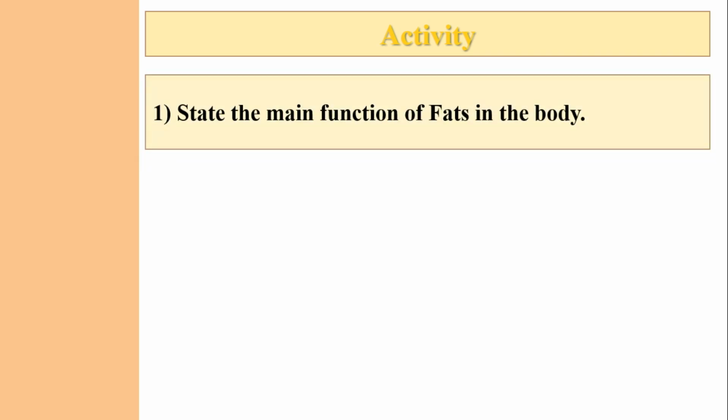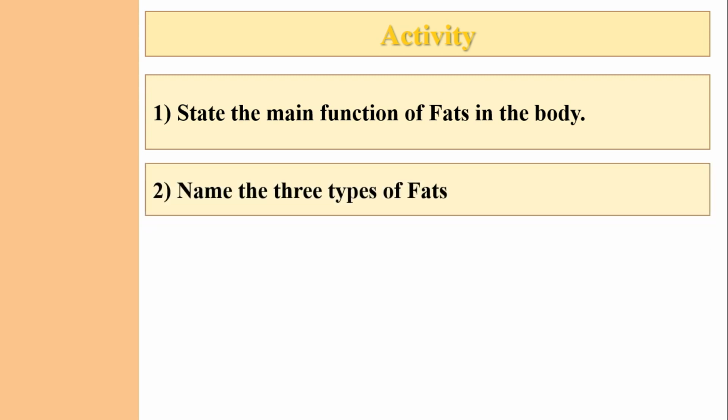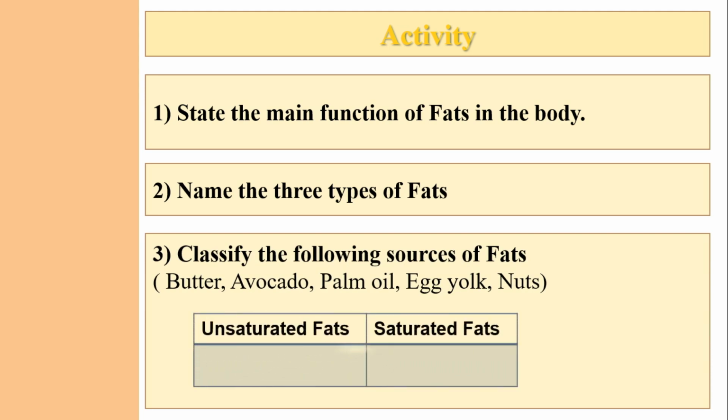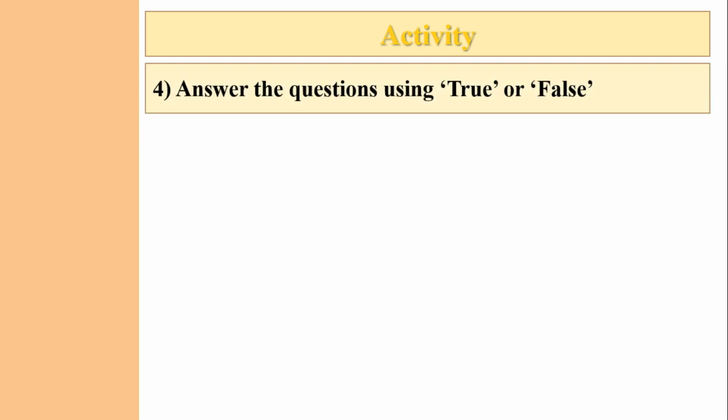Let us look at some activities. State the main function of fats in the body. Name the 3 types of fats. Classify the following sources of fats into unsaturated fats and saturated fats. Answer the questions using true or false.